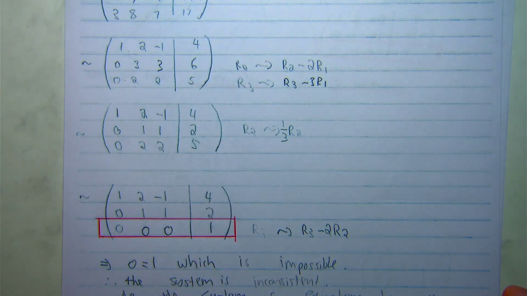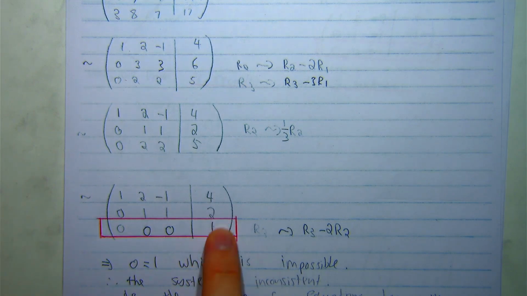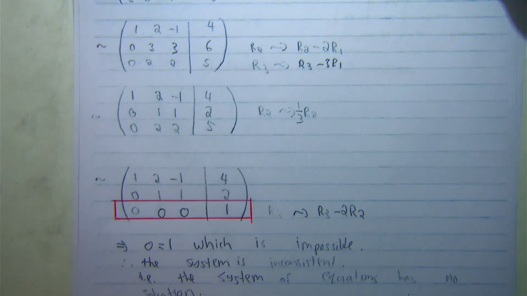Inconsistent systems are systems that do not have a solution, and they are identified in the process of Gaussian elimination when you have zeros on the left-hand side and then still a constant on the right. If this was a 0, that would be fine because you have 0 equal to 0, that's okay. But the fact that this is a non-zero constant on the right means that there is a problem.